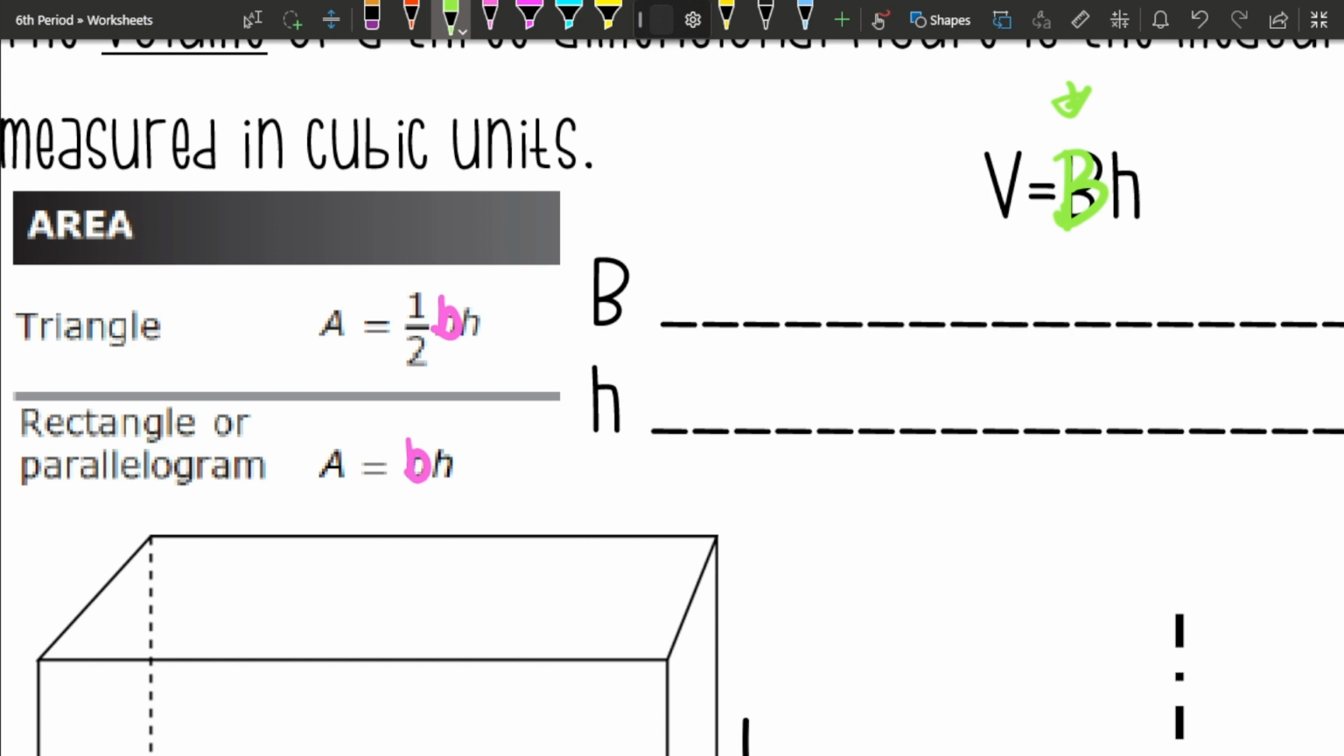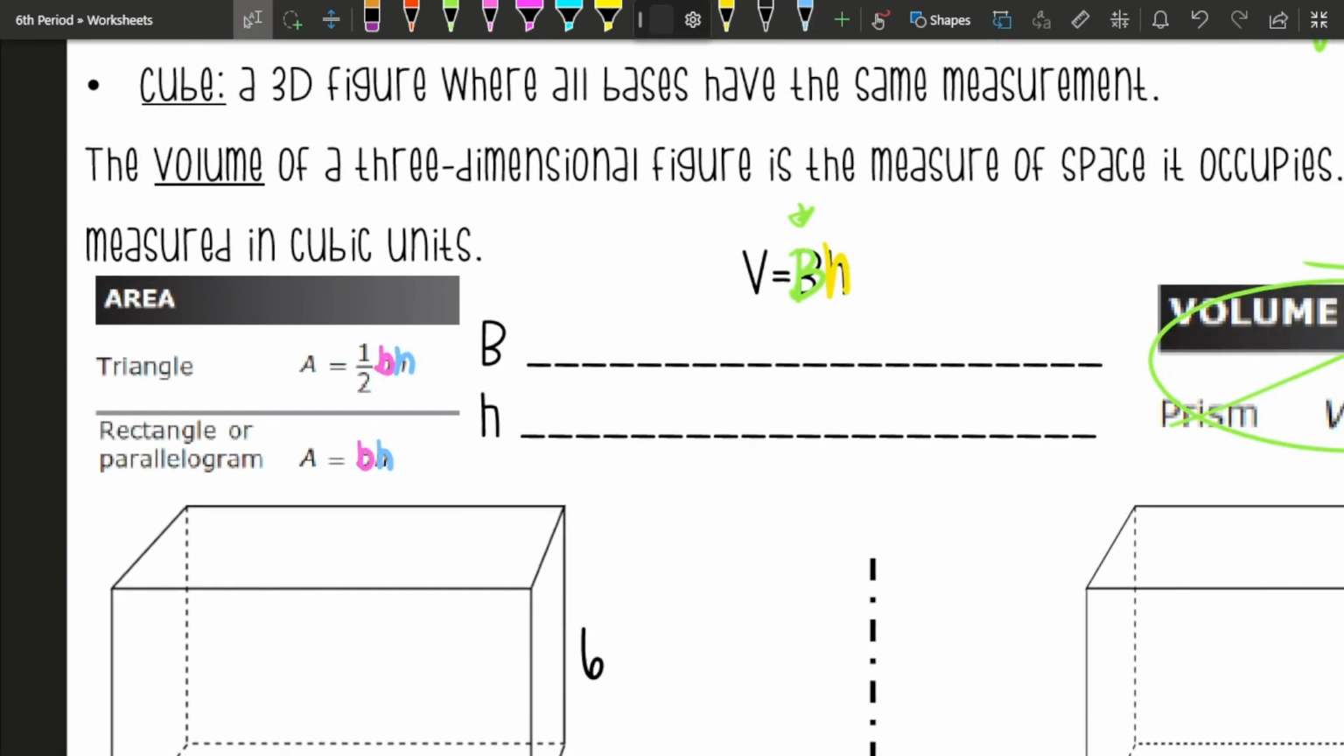Not necessarily, but this H right here, this one is different than this one. They are going to be different. The H in the volume formula is different than the H in the area formula. And we're going to go over all that in the next few minutes. Okay, so stay tuned.